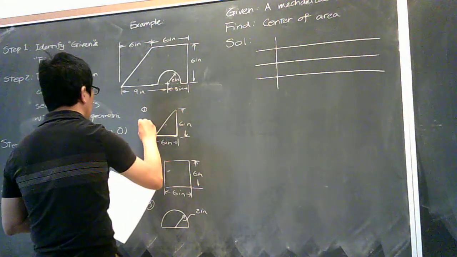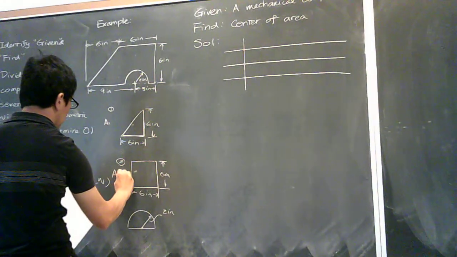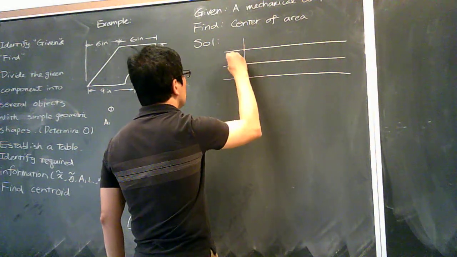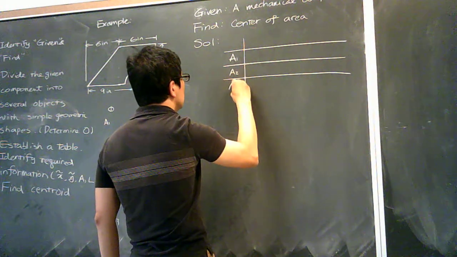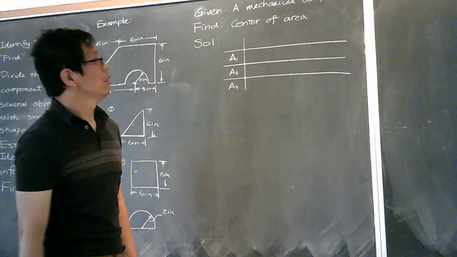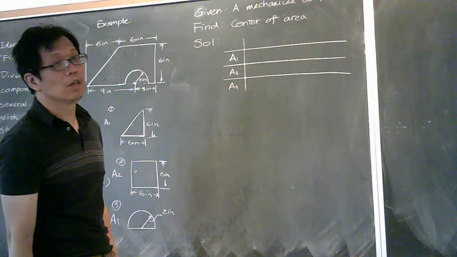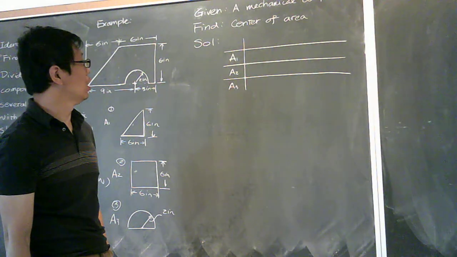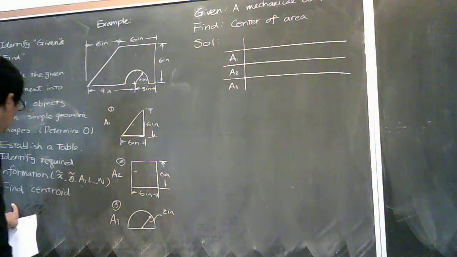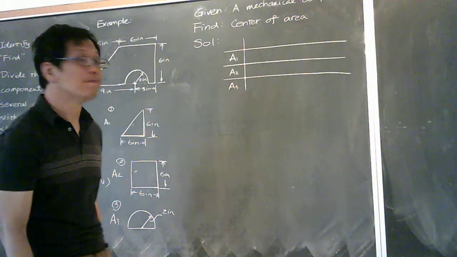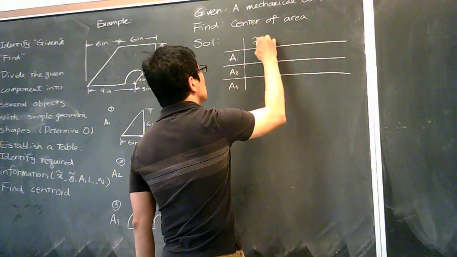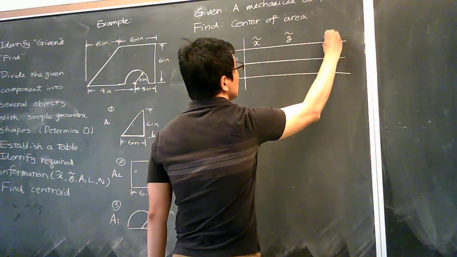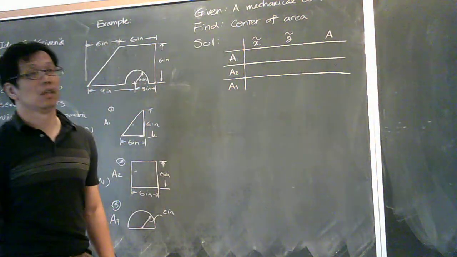Let's name this one A1, A2, and A3. So I will have A1, A2, A3. In order to find the centroid or center of area, what are the information that we need to have before we actually apply the formula? We need to know x tilde, y tilde, and A. Right?